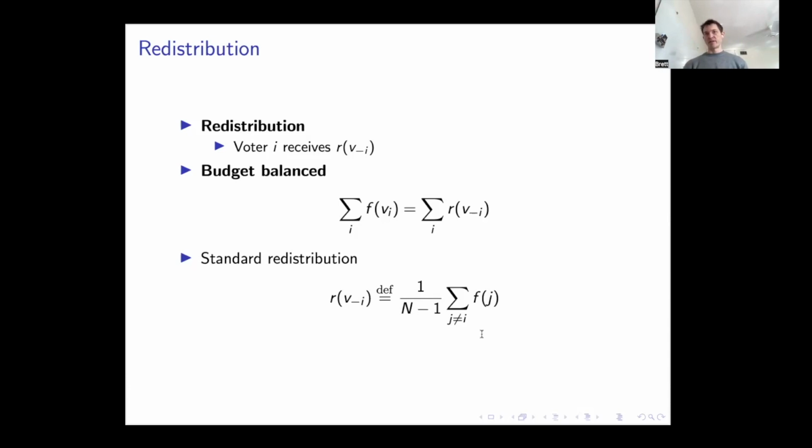This was proposed in the first quadratic voting papers. It's sort of the natural thing. It just sort of gives everybody back, just divide it as evenly as you can among all the people who voted.